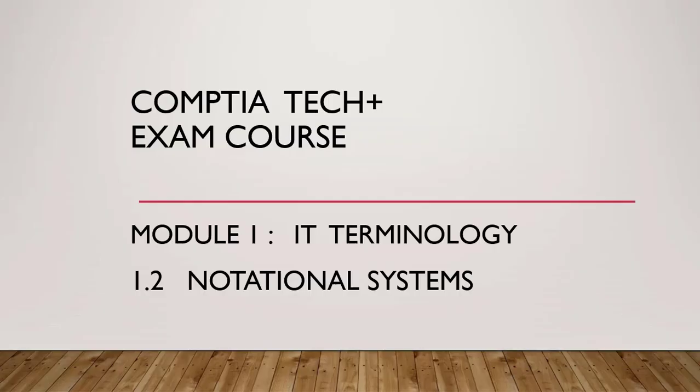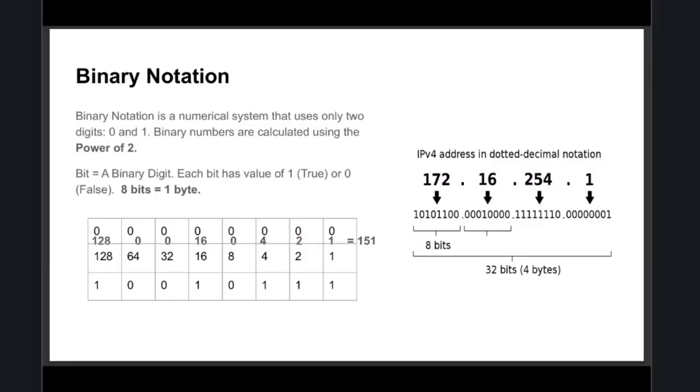In this episode, we're going to continue in Module 1 in the exam objectives by discussing Section 1.2. Our topic is Notational Systems. Let's begin. When we use the term notational system, it's a way for our computers to use certain types of numbers and letters to determine specific values in our IP calculations.